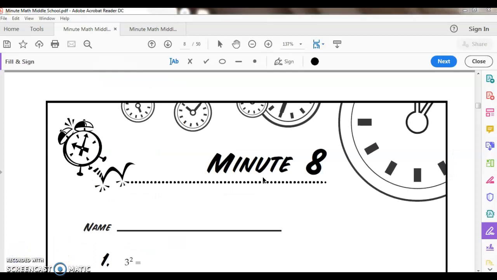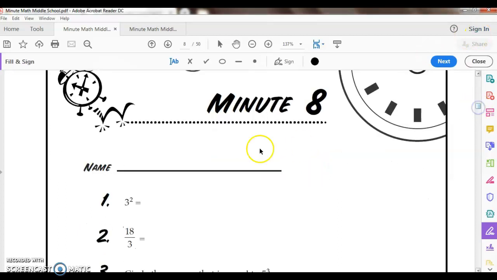Okay guys, now we'll be moving on to lesson 8. So the first one, 3 squared, that's going to be 3 times 3 equals 9. So that's the first answer.